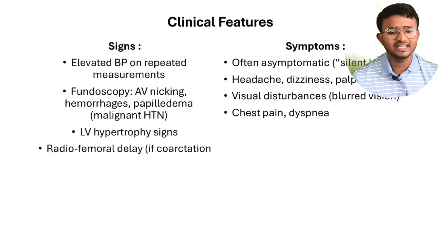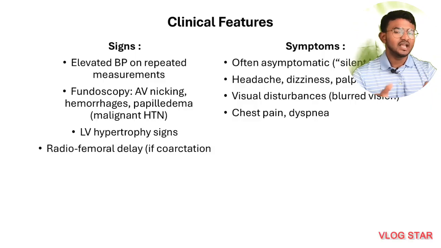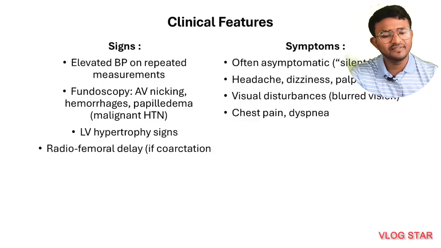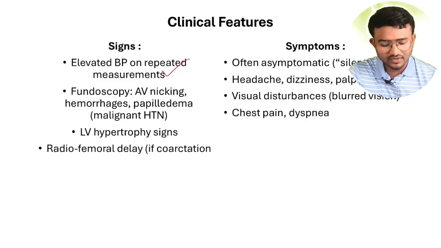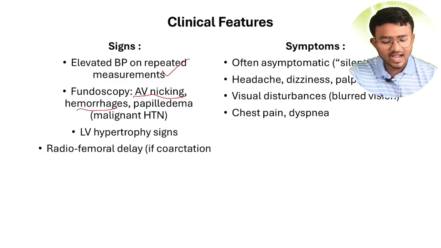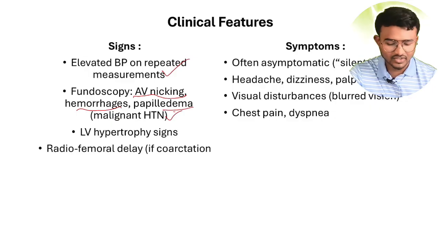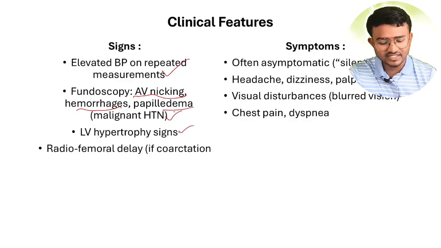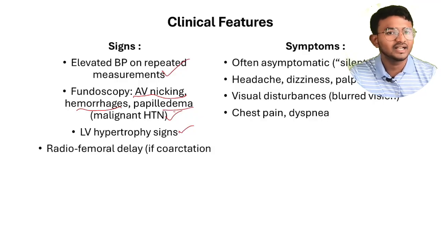So next you can see clinical features. In clinical features, if any patient has hypertension, we can see signs. In signs, elevated blood pressure on repeated measurements, and we can check fundoscopy. We have to check arteriovenous nicking, hemorrhages and papilledema. In malignant hypertension also we have to check fundoscopy. Next, left ventricular hypertrophy signs, and if the patient has coarctation of aorta, we can see radiofemoral delay.